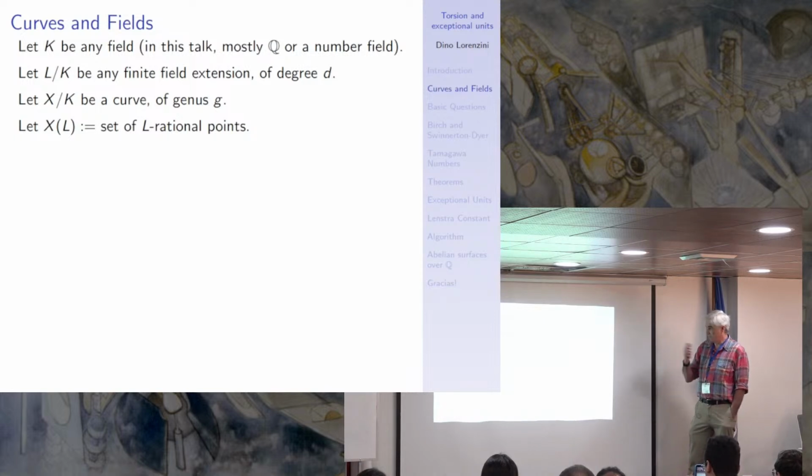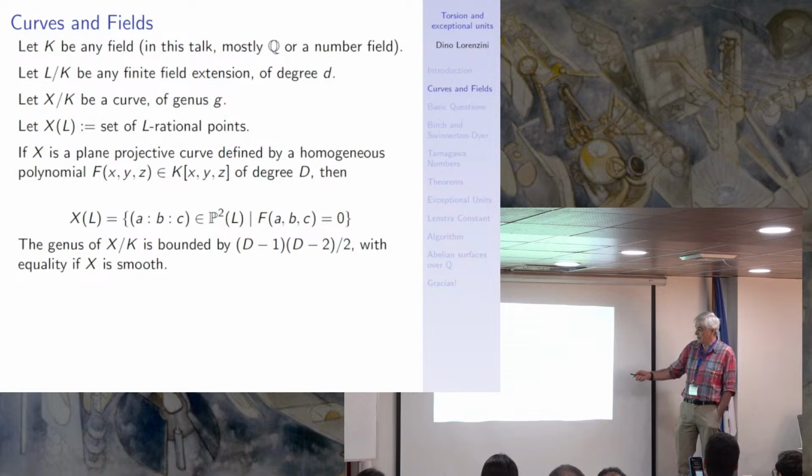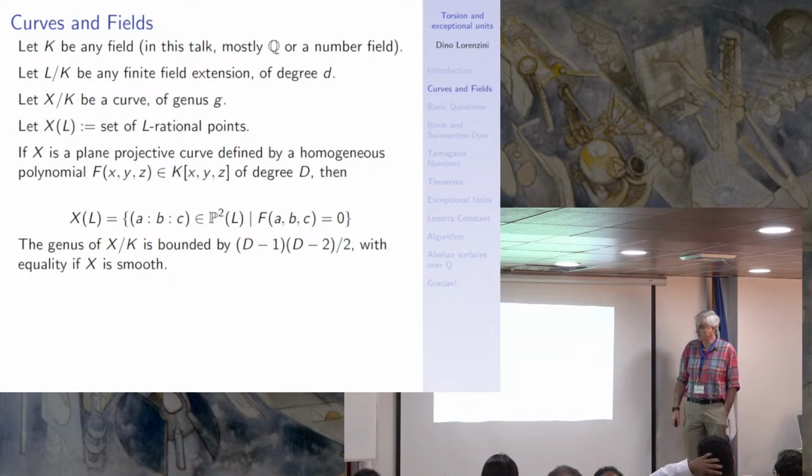So if you are not familiar with schemes and you don't think of X over K as a scheme, it's perfectly okay in this talk to think about a plane curve defined by a homogeneous polynomial of degree capital D. And X(L) is this set of points. In this case, the genus of this plane curve is bounded by (d-1)(d-2)/2, with equality if the curve is smooth.